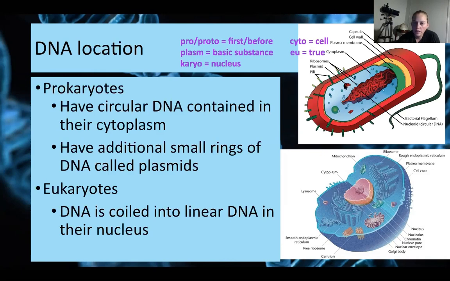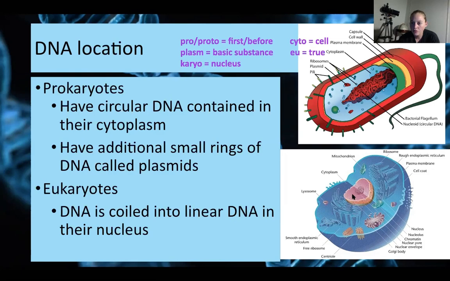And they also have these small rings called plasmids, and plasmids give scientists a lot of trouble because they often carry things like antibiotic resistance, which means that they can give the bacteria a trait so that it does not die in the presence of our antibiotics. So prokaryotes, again, do not have a nucleus. That DNA is arranged in a circle and hanging out in the cytoplasm of the cell.